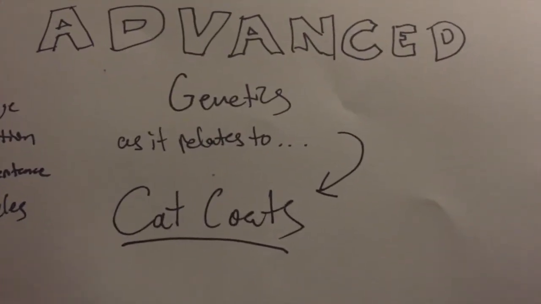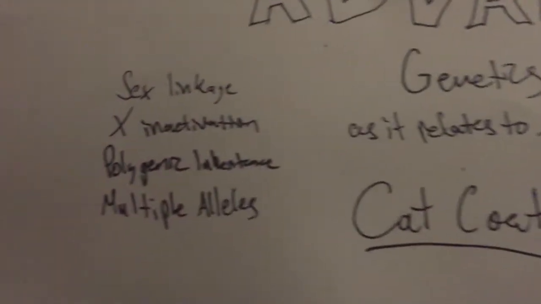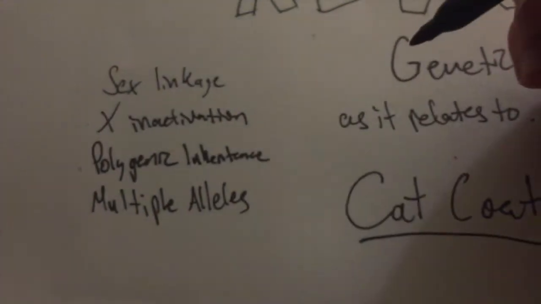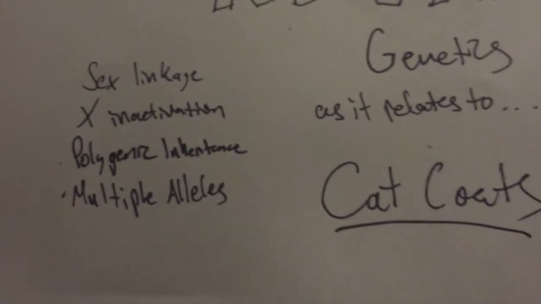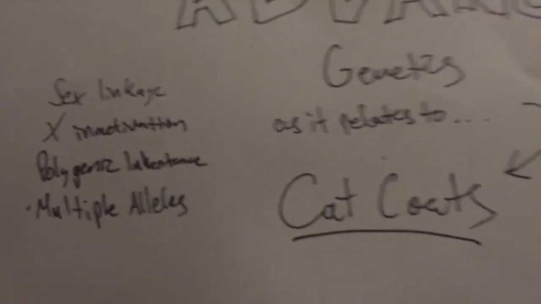Hello. Today we will be talking about advanced genetics as it relates to cat coats. We'll cover 4 topics: sex linkage, X inactivation, polygenic inheritance, and multiple alleles. First we will talk about sex linkage.